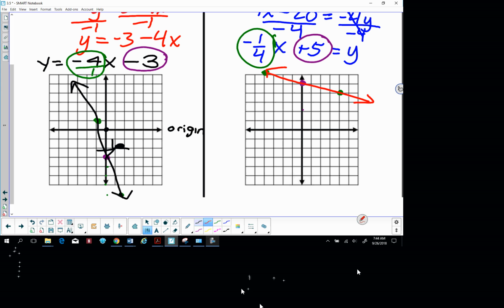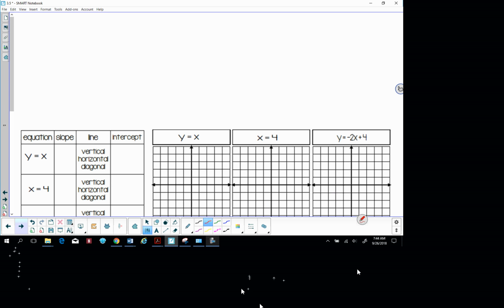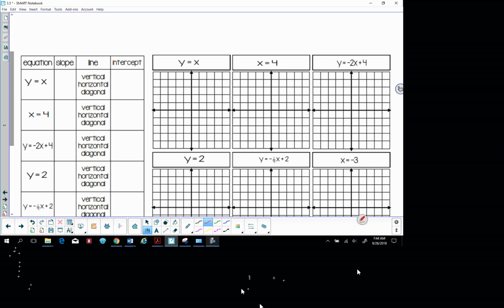Okay, one more thing I want you to look at: your paper that says graphing linear equations review. This is going to be our practice for today. And so you're just going to be practicing graphing, but I want you to see a few things real quick.